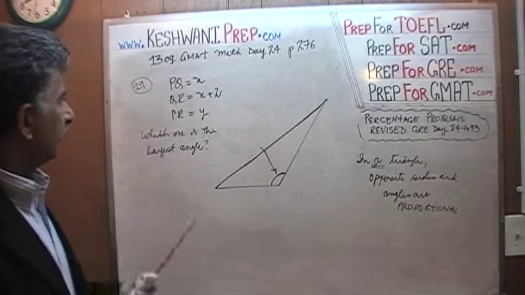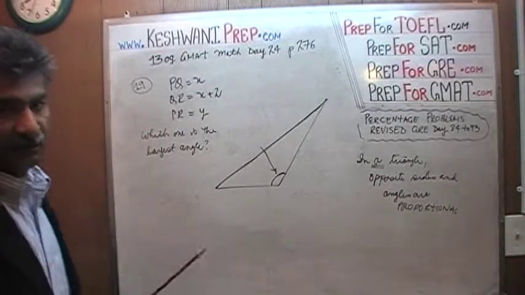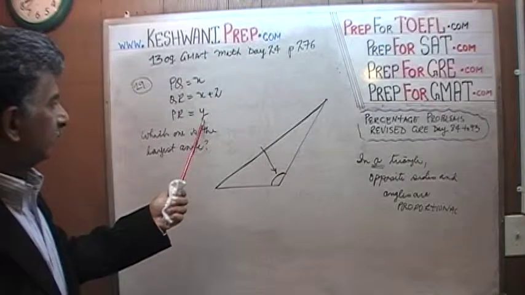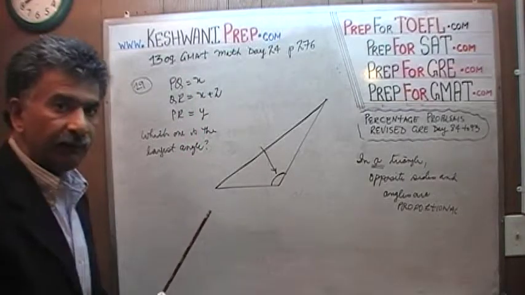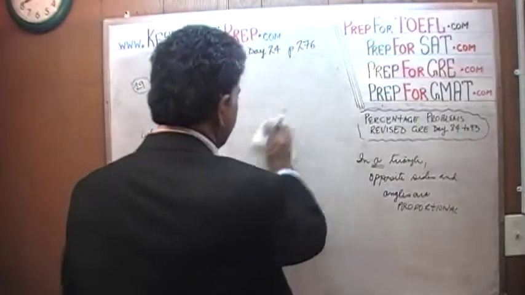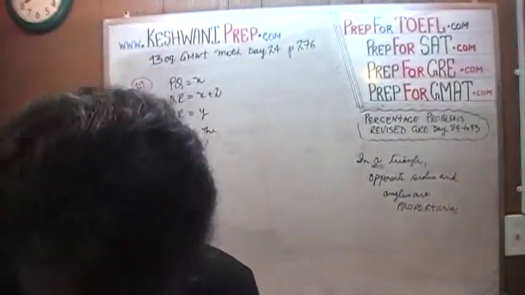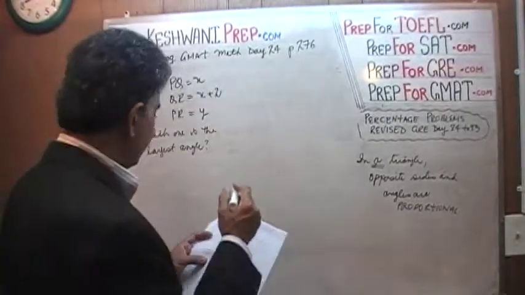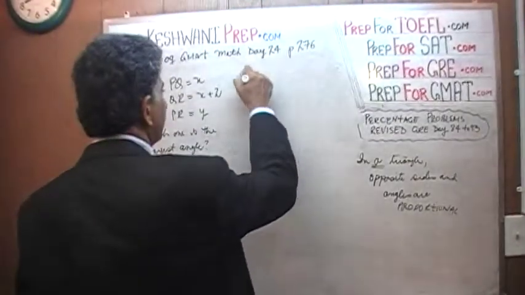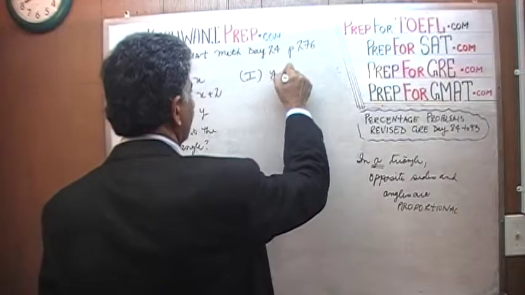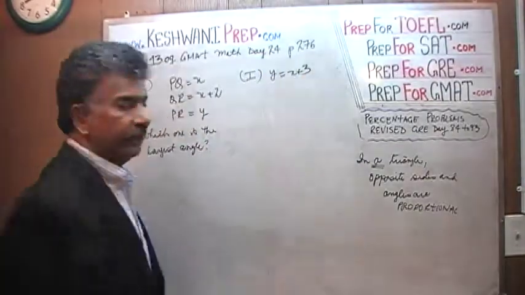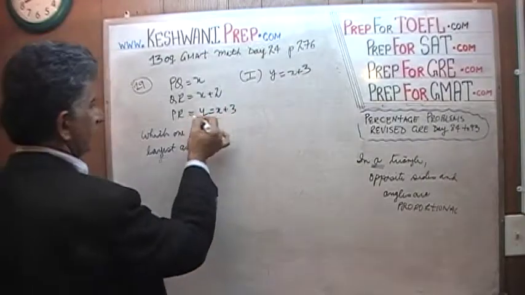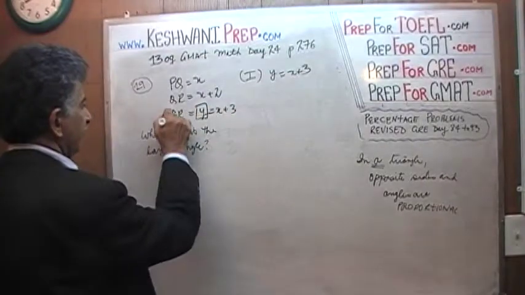What we have to figure out here is which one of these three sides is the largest side. We know this one is X, this is 2 units more than that, this one is Y. Let's find out if they have told us anything about the Y in one of the two statements. The first statement tells us that Y equals X plus 3. That's it, we are done. If Y equals X plus 3, then Y is the largest side.